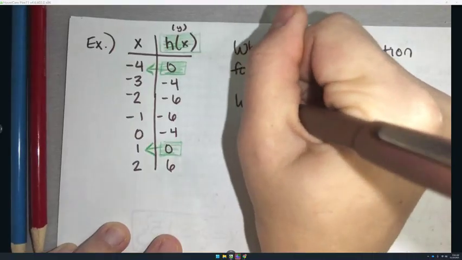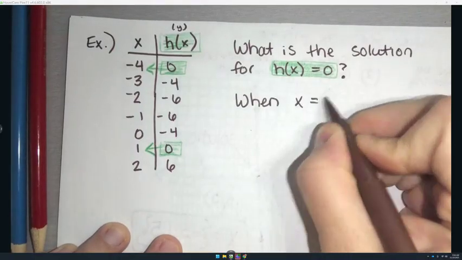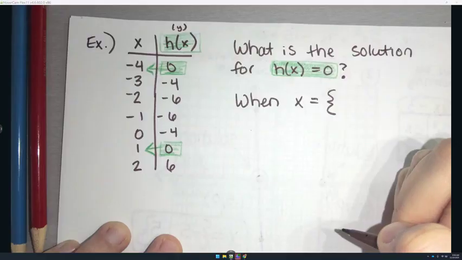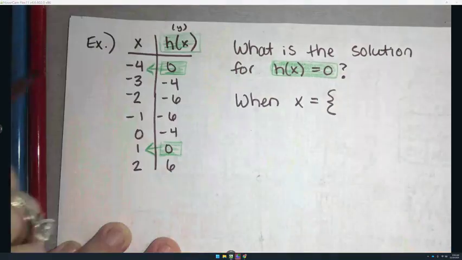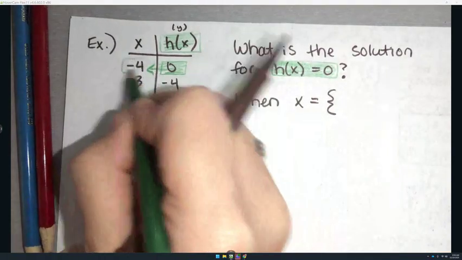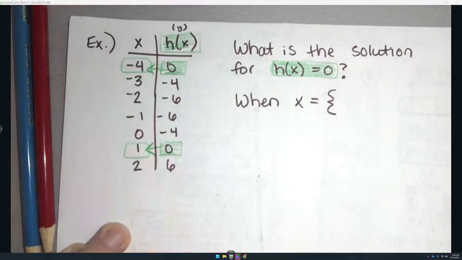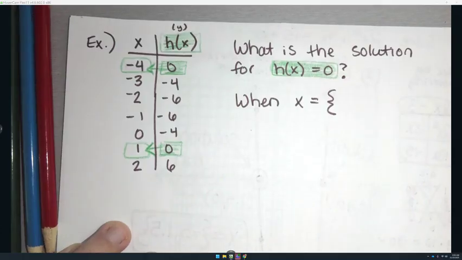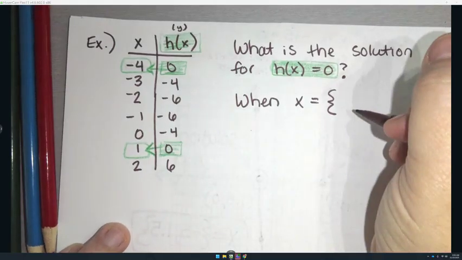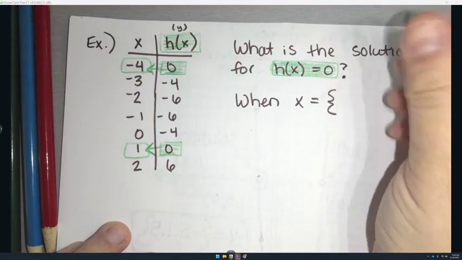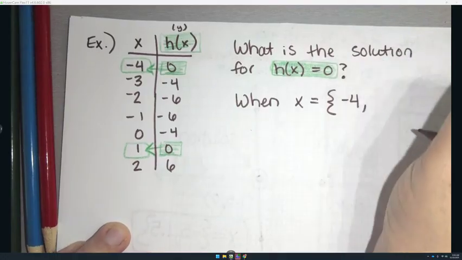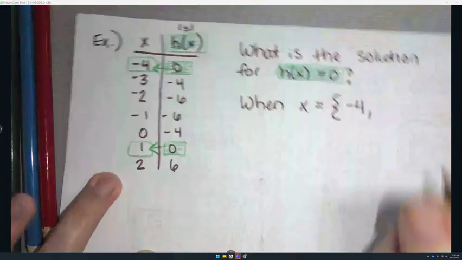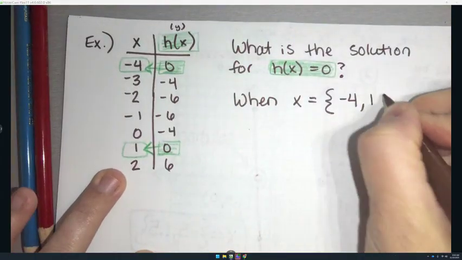When x equals, what's my least to greatest? What are my solutions there? -4 and 1. Very good.